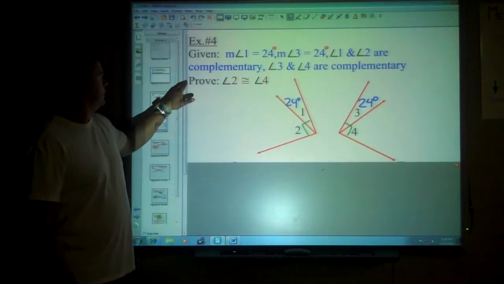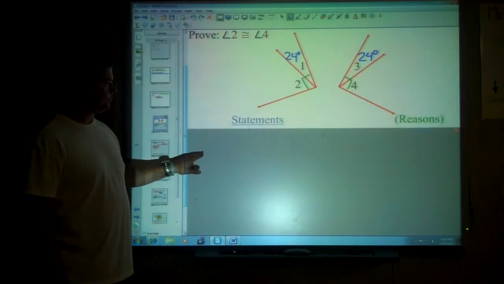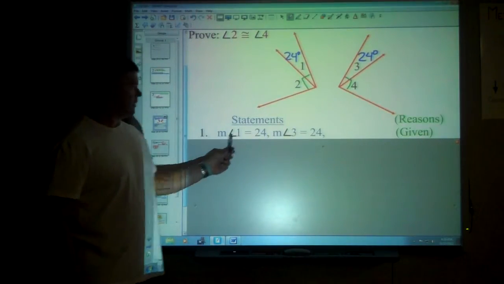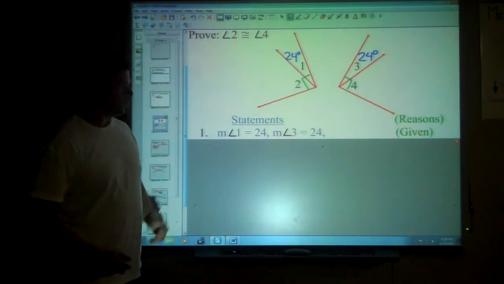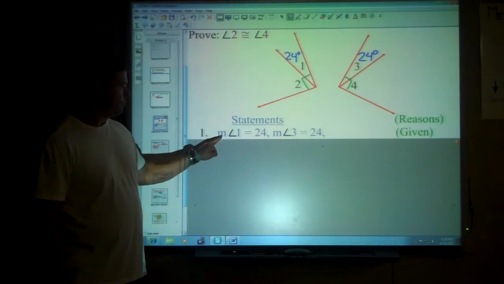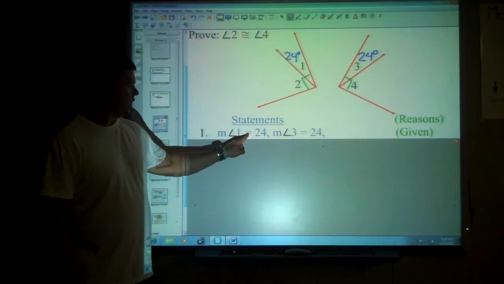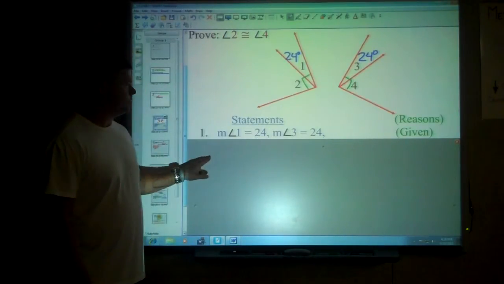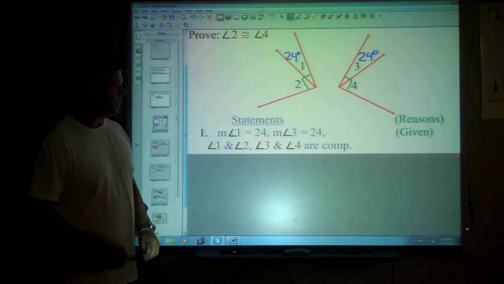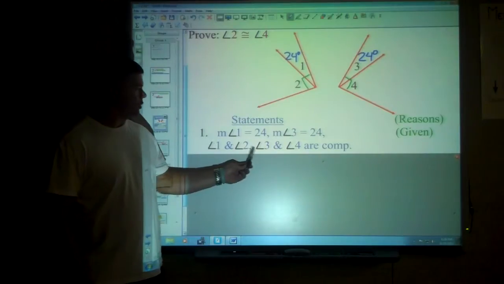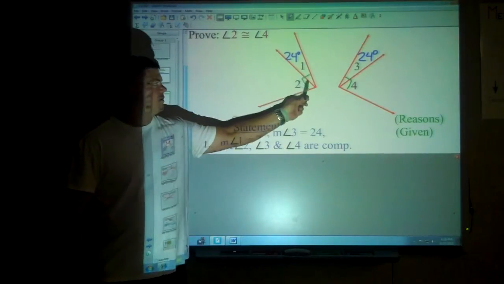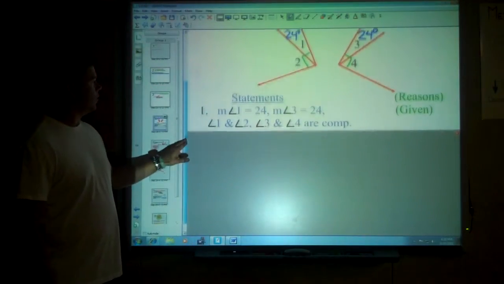Congruent. So our statements and our reasons. First of all, the given information. We know that 1 is 24 and 3 is 24, so that's given. If we wanted to remove the measures and change this to congruent, we'd have to use something. I'm adding in some more given information. Angles 1 and 2, and 3 and 4 are complementary, which means they form the 90 degrees. So that's all given info.